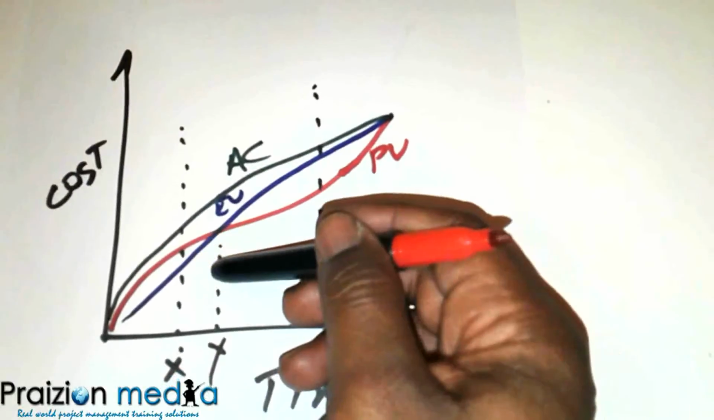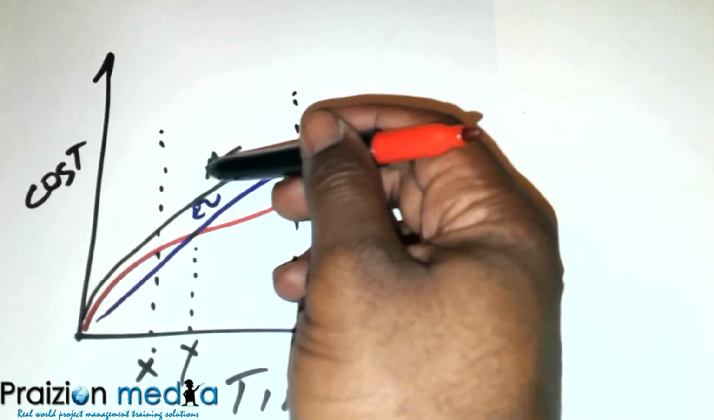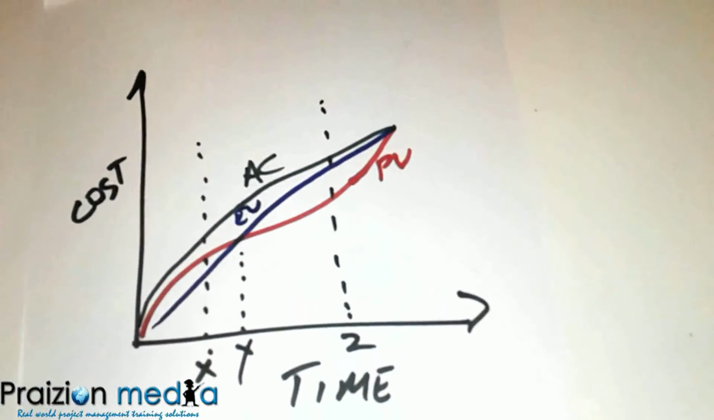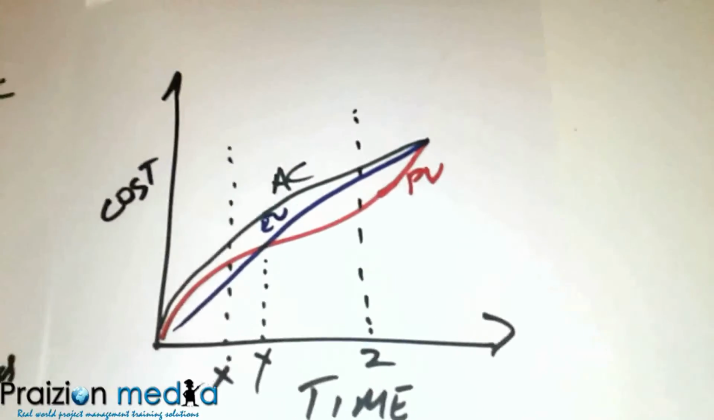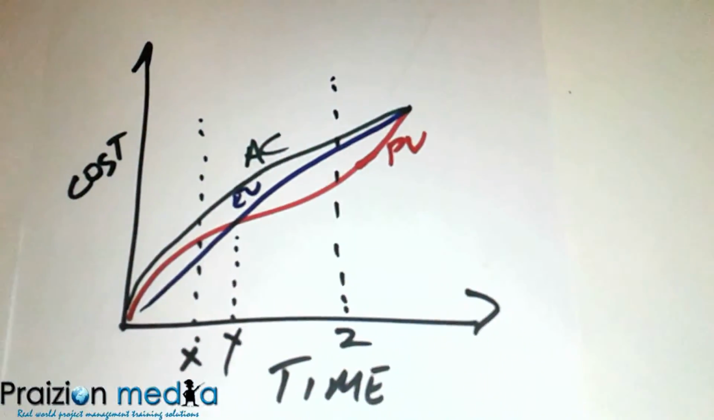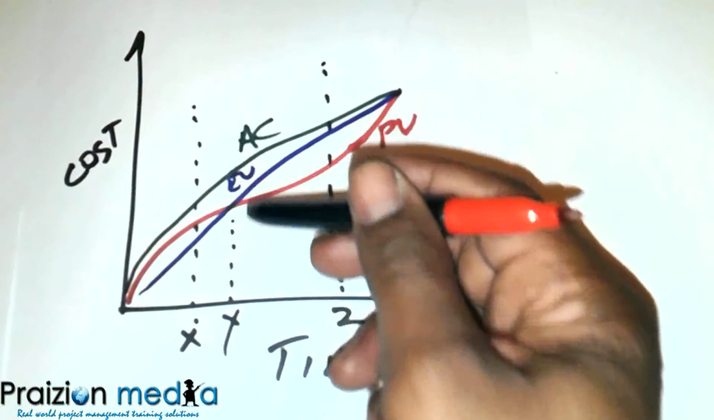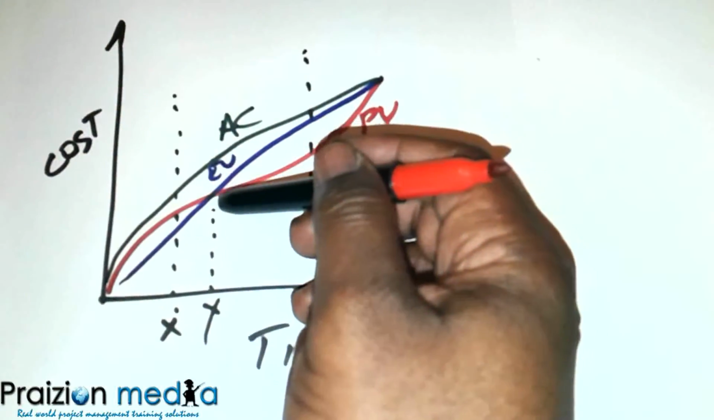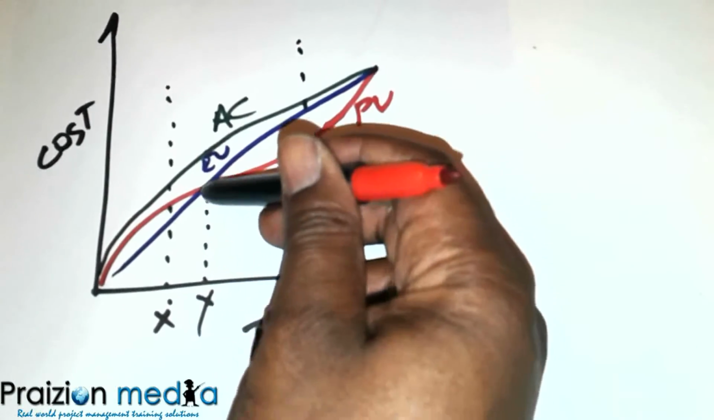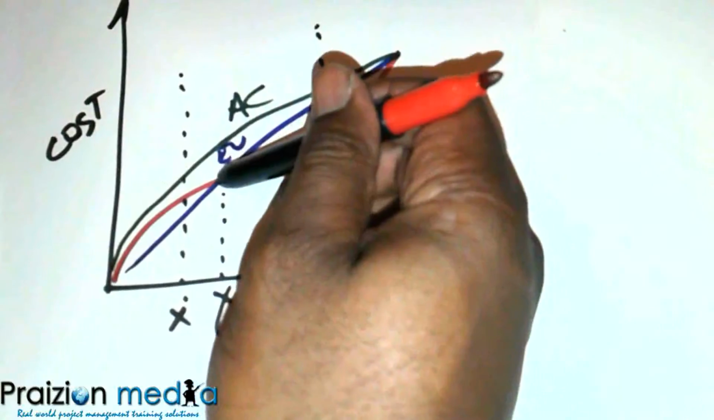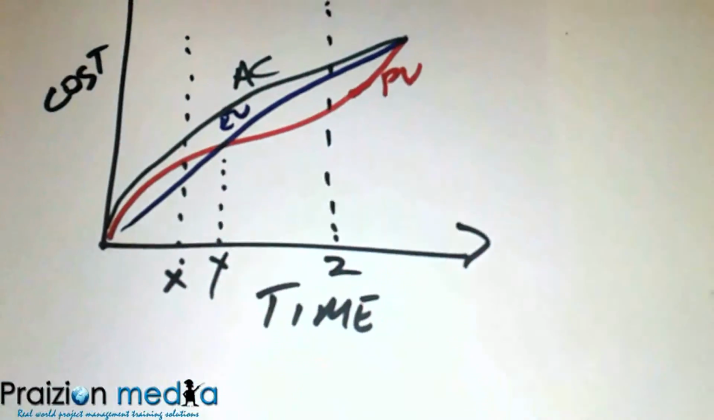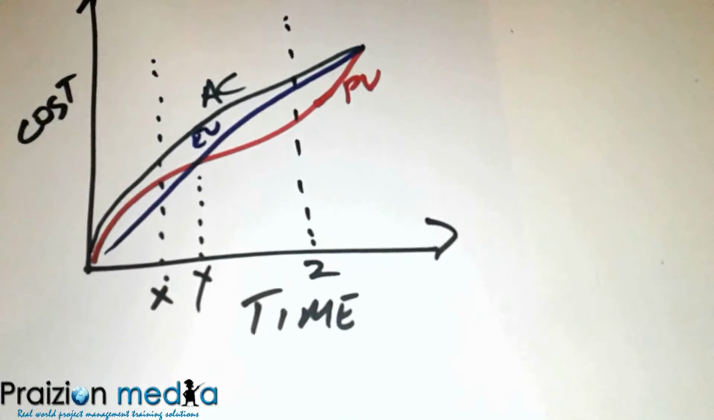Point Y, if you take a look here, you can see you still spent more than you should have for the work you got done. So my actual cost is higher than my earned value, which means I'm over budget. But you can see at this point the PV and EV are right on the same spot at Y. So at point Y, I am on schedule, but I'm over budget.